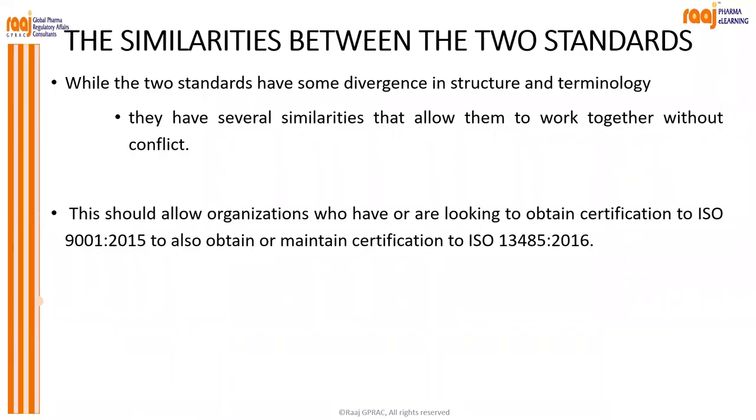Now we talk about the similarities. We have seen the differences between the two standards. Now we see quickly what the similarities are. While the two standards have some divergence in structure and terminology, they have several similarities that allow them to work together without conflict. This should allow organizations who have, or are looking to obtain, ISO 9001 certification to also obtain and maintain certification for ISO 13485.